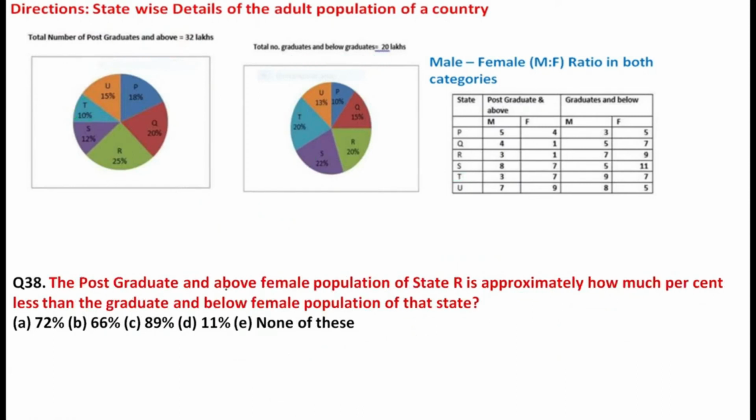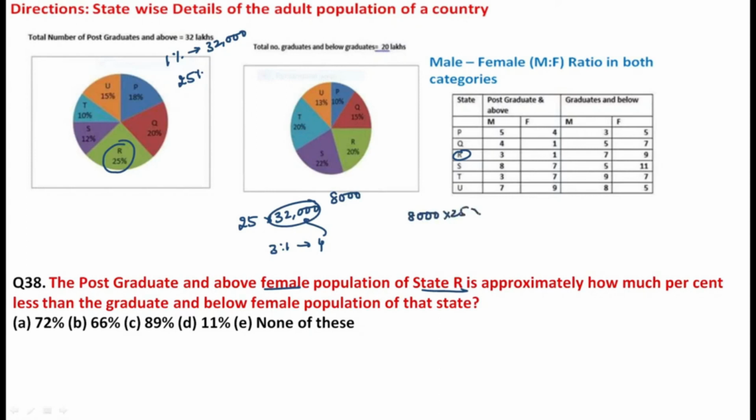Next one, see. The postgraduates and above females in the state R. Percentage of postgraduates and above in R is 25 percentage, and you already know that 1 percentage is equal to 32,000. Now the 25 percentage value becomes 25 into 32. Now we want the females only. So in R, the ratio becomes 3:1. Now 4 members are there. 4 becomes 8,000 here. So 8,000 into 25. We want the female, which means only 1 unit.